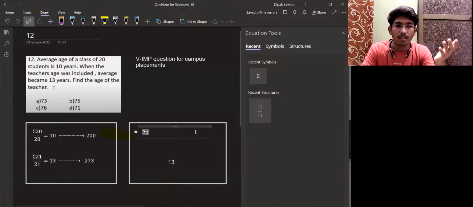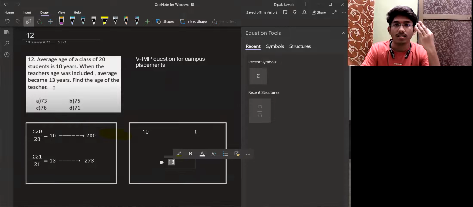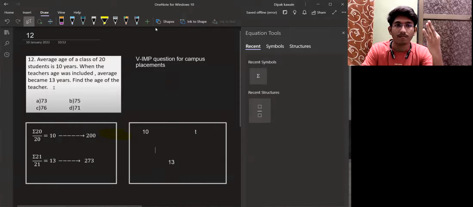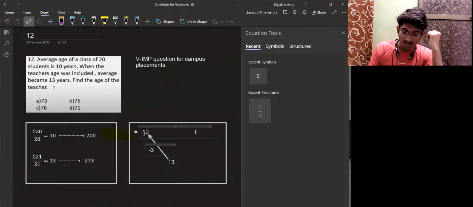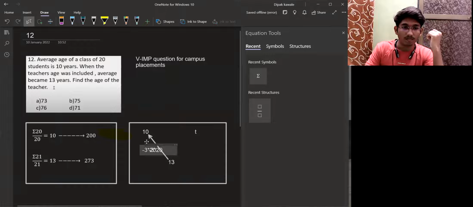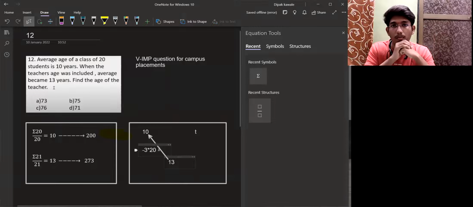How far is this 10 from this 30? It is minus 3. Okay. We have to take minus 3 steps. So is this 10 for only one student or 20 students? 20 students. So it is minus 3 into 20, and it becomes minus 60.